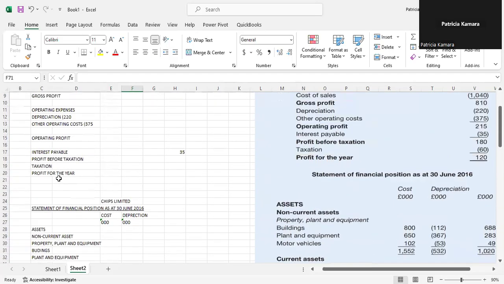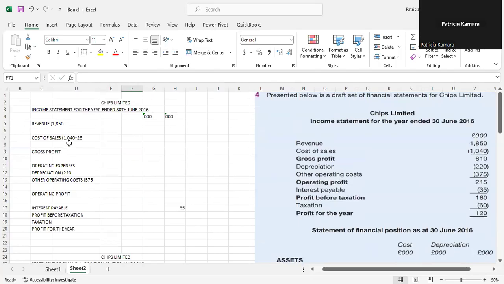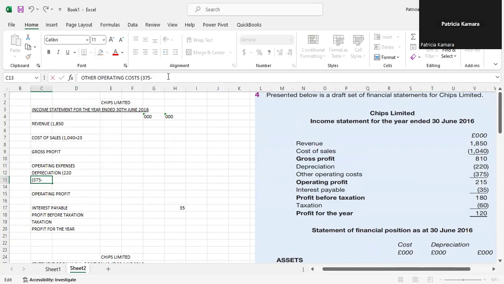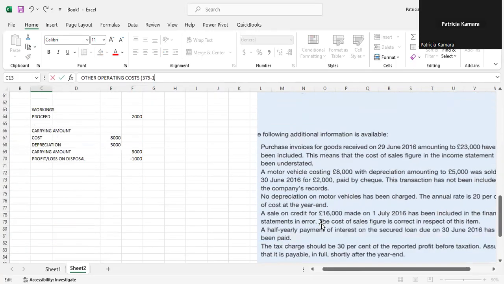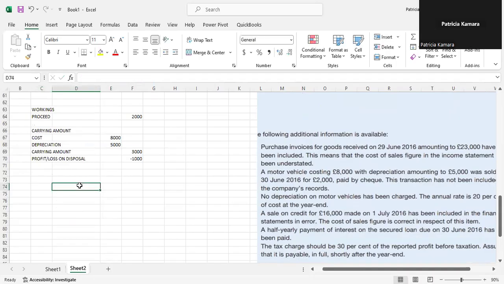So this will affect other operating costs. There are other operating costs that we have incurred. Instead of a profit, we have made a loss, so we have to reflect it. Okay? So let's proceed. And then, okay, the question does not end there. So let's come back to motor vehicle.